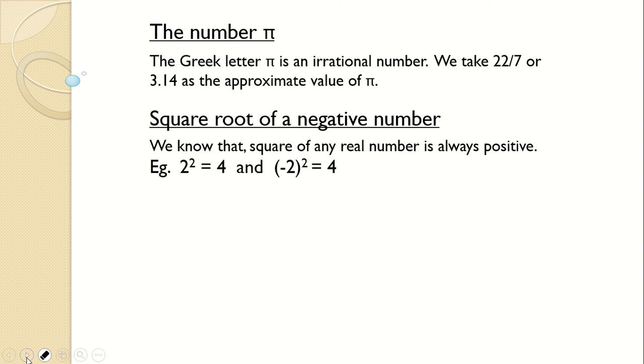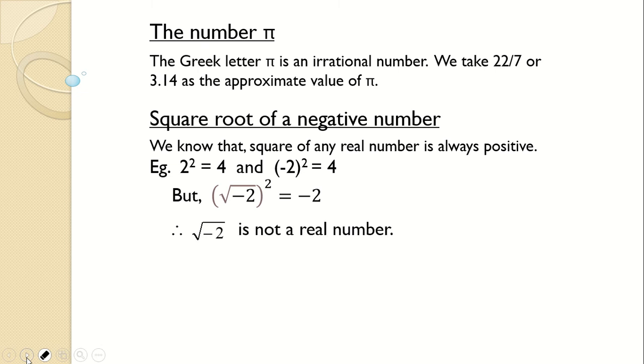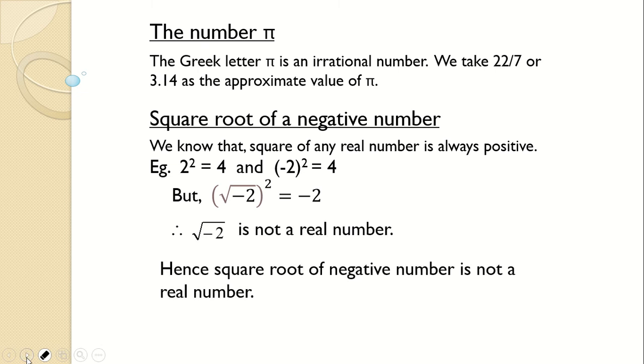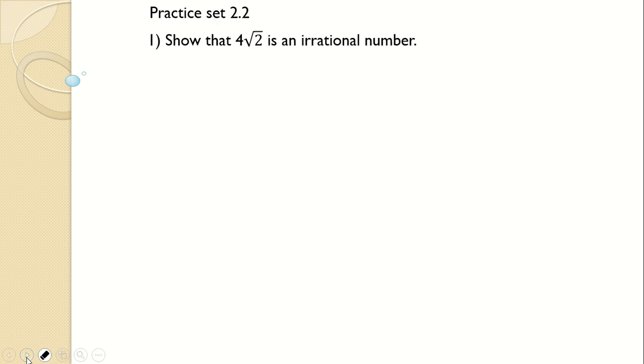We know that the square of any real number is always positive. Okay. But if we take the square of root minus 2, the answer is coming negative here. Okay, therefore root of minus 2 is not a real number. So hence the square root of a negative number is not a real number. We are not going to solve any problems on that concept, but just to know, okay, it was there.